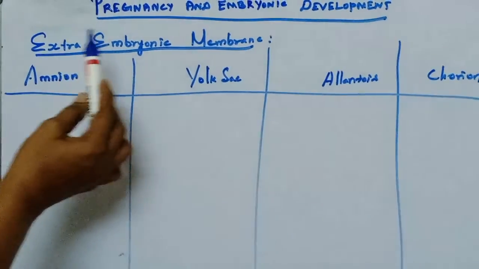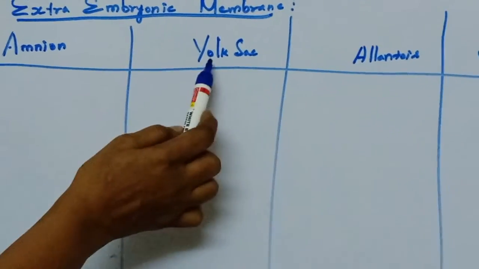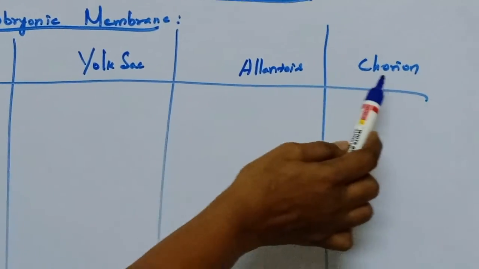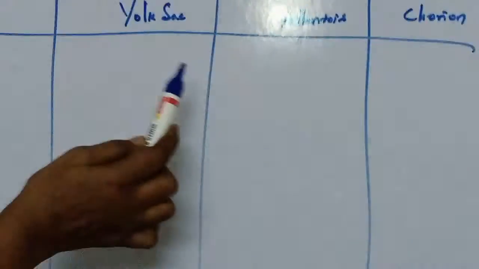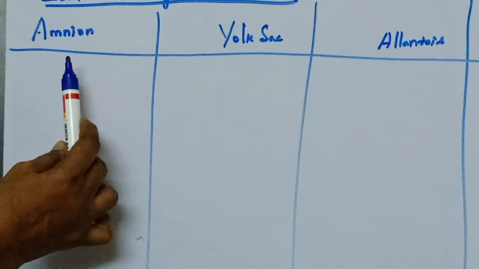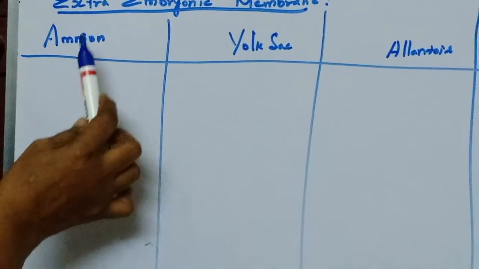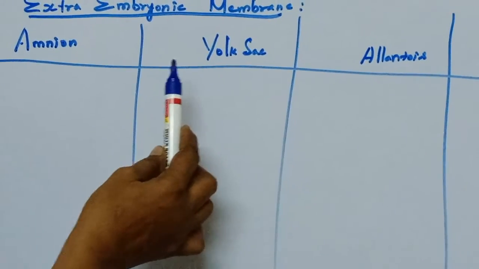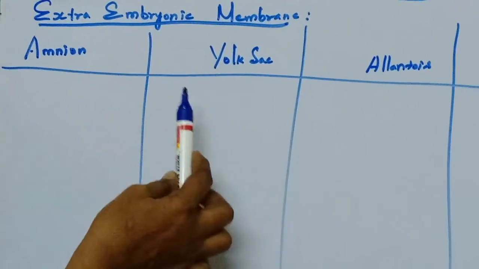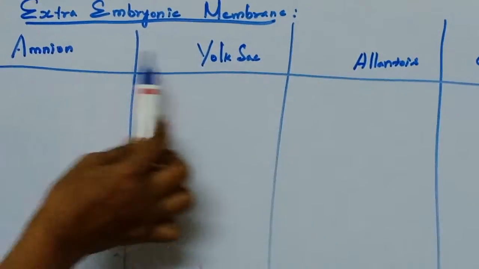Next we will see the extra embryonic membranes. The extra embryonic membranes are amnion, yolk sac, allantois and chorion. These membranes give protection for the embryo from desiccation. Desiccation means drying. They also protect from mechanical shock, and are helpful for absorption of nutrition and exchange of gases. Let us see one by one.